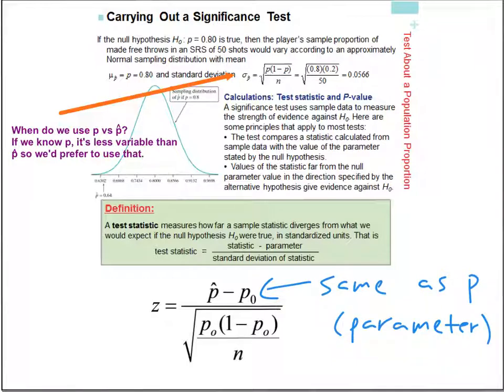Again, your book is staying consistent with your calculator. That's what it calls the parameter. And the reason it does is the calculator calls the p-value simply p. So it calls what we would say p sub 0. So just keep that in mind. But statistic minus parameter over the standard deviation of our statistic. We're basically calculating a z-score because this is going to follow what we would call a z-test.